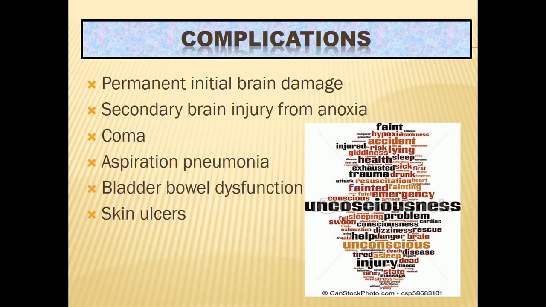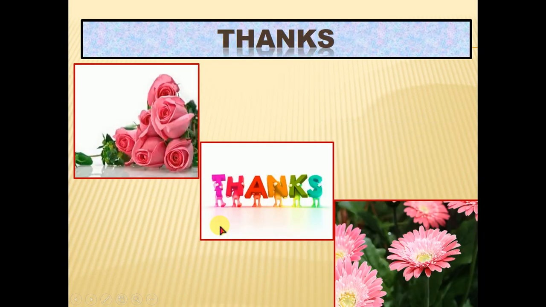Okay. Now, what are the complications of unconsciousness? There will be permanent initial brain damage, secondary brain injury from anoxia, coma, aspiration pneumonia, bladder and bowel dysfunction, and skin ulcers. Okay. So that was all about unconsciousness, where we have dealt in detail today with the nursing care and also the medical management, the surgical management and nursing management. We have divided it into the emergency care and the routine care.